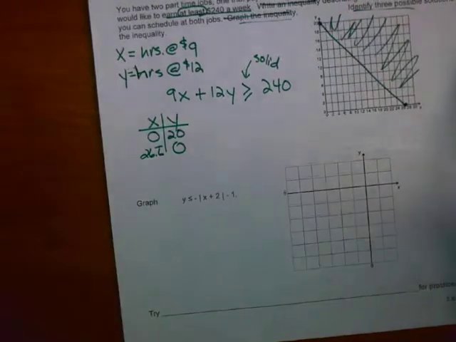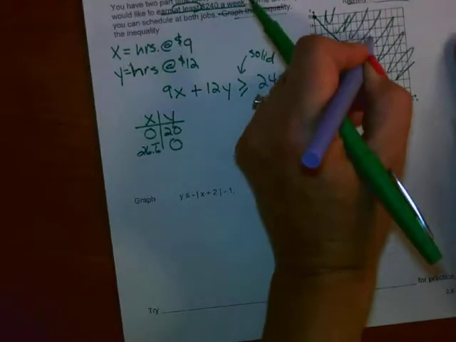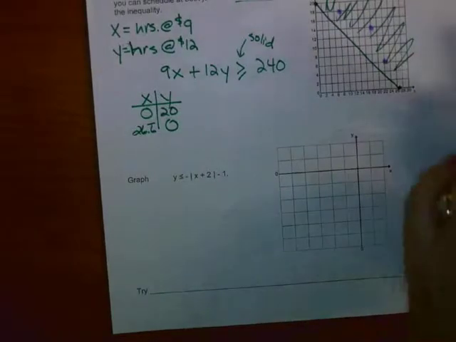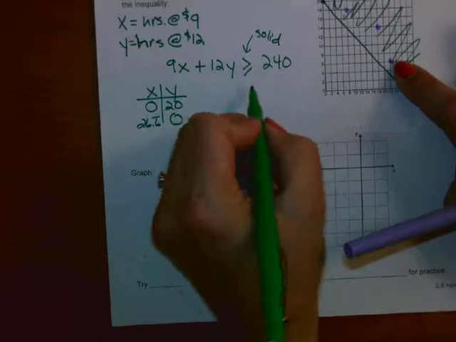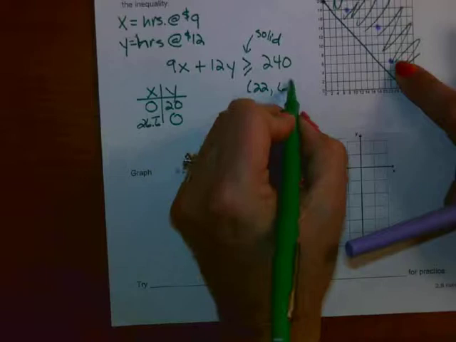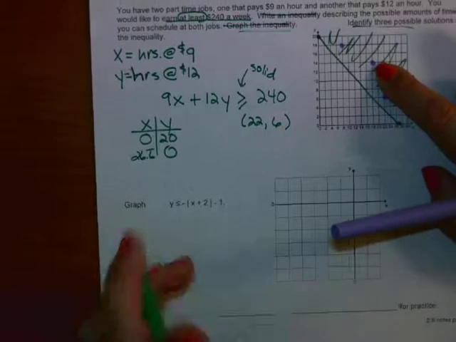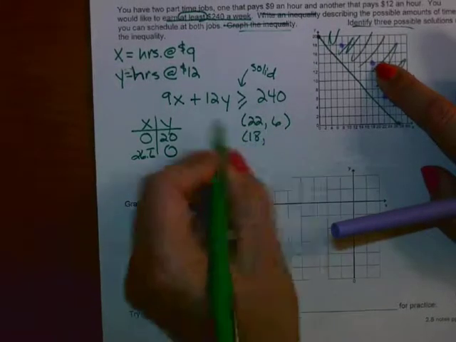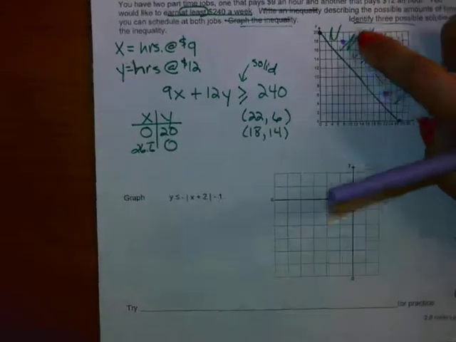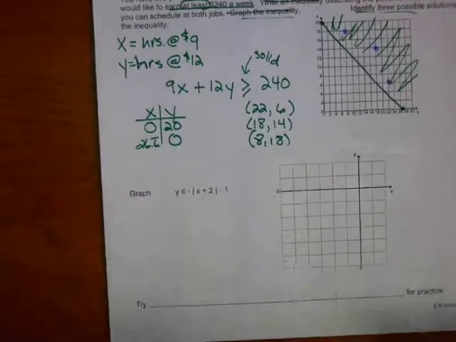All right, the last one. So easy. If you have a graph, you can just pick any points on the shaded area and write down the ordered pair, and those are solutions, correct? So this one here, I'm going to say, okay, I could work 22 hours at $9 an hour and 6 hours at $12 an hour. Or I could work 18 hours for $9 and 14 hours for $12. Or another one, it doesn't matter. Those are 3 solutions. Okay?